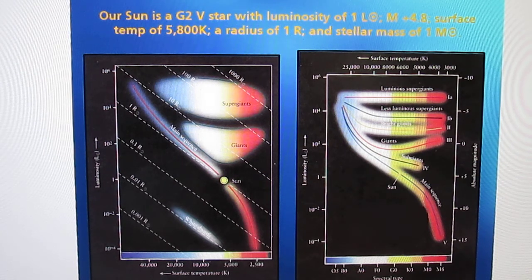Knowing that Aldebaran is a K5III star tells us that it is a red giant with a luminosity of about 370 times the solar luminosity and a surface temperature of about 4,400 degrees Kelvin and an absolute magnitude of 0.87.